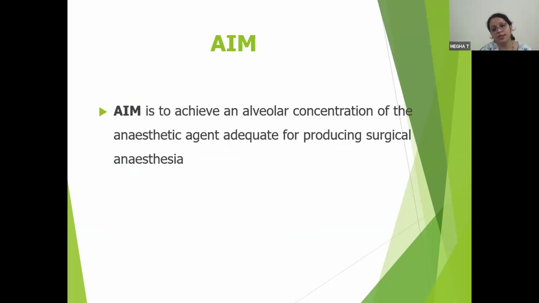Our aim in low flow anesthesia is to achieve an alveolar concentration of the anesthetic agent that is adequate for producing surgical anesthesia. Various groups of drugs are combined. We use opioids, we use IV induction agents. Hence a MAC of 0.8 to 1.2 is needed for anesthetic depth.